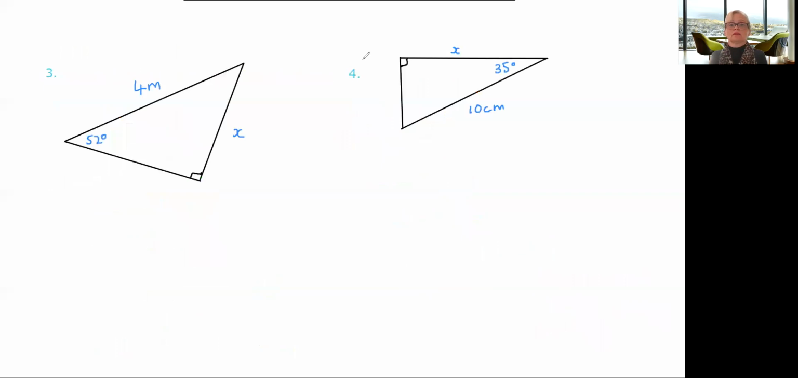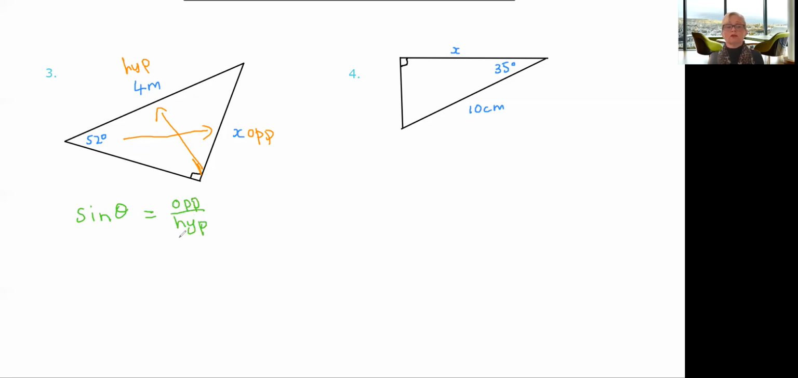A few more examples here. So again, our first step is going to be to label whatever sides are relevant in this situation. So in this case, we have our hypotenuse and we have our opposite. What rule involves opposite and hypotenuse? It is the sine ratio. Sine of theta is the opposite over the hypotenuse.